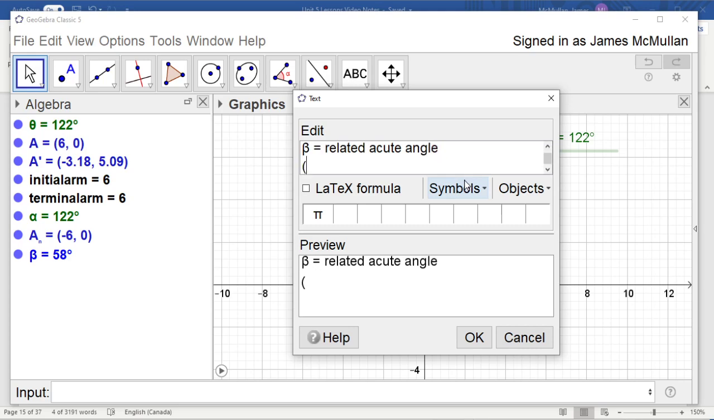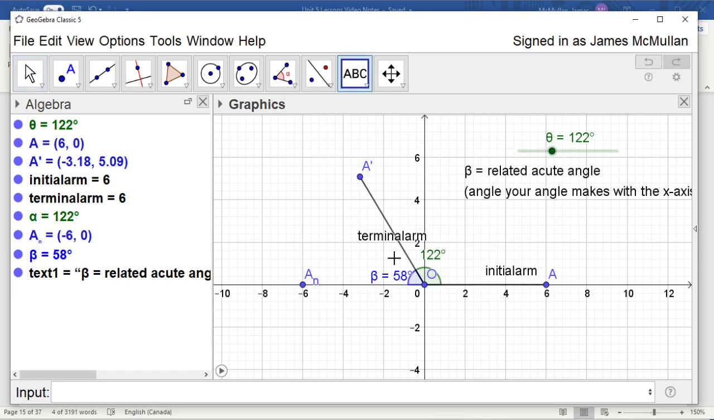And what does it mean? It means the angle your angle makes with the x-axis. So let's just show, for instance, in quadrant 1.